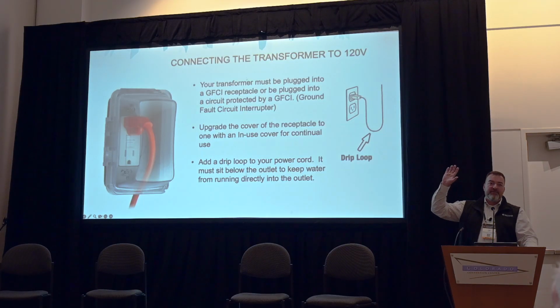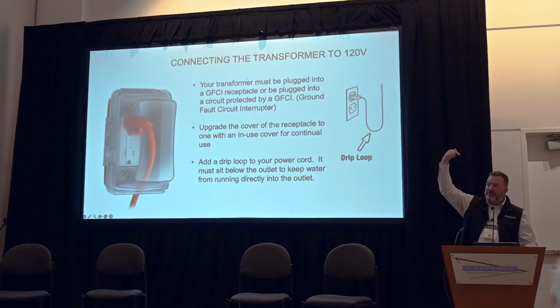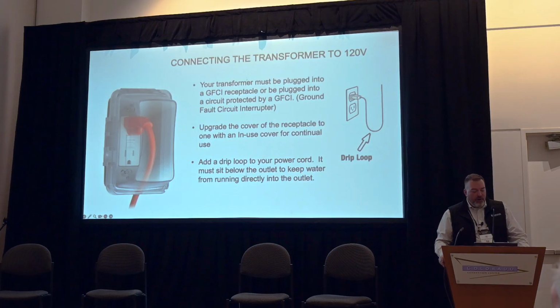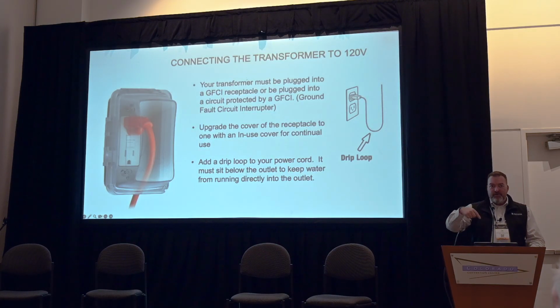I've seen crazy stuff, guys, where we've had transformers mounted high and wire comes down right into an outlet, and it's just a path for water from rain to go right in that outlet and go, why does it keep dripping? Well, I don't know why. Water does that. So a drip loop right up underneath, pretty common sense. It just keeps water out. But if you're using an in-use cover, it's going to force you to come up underneath there and do that anyway.